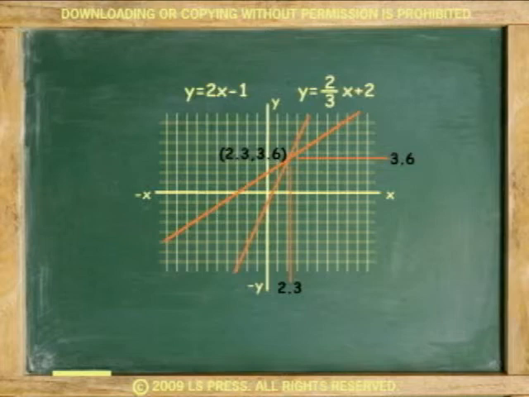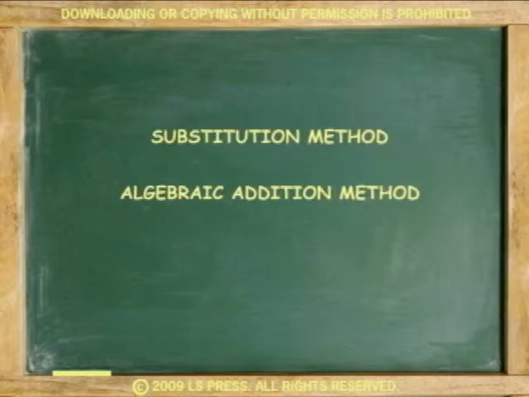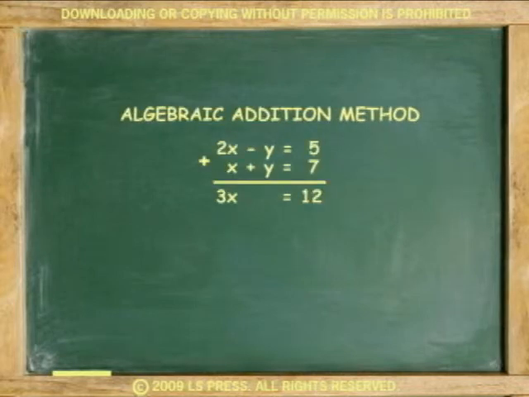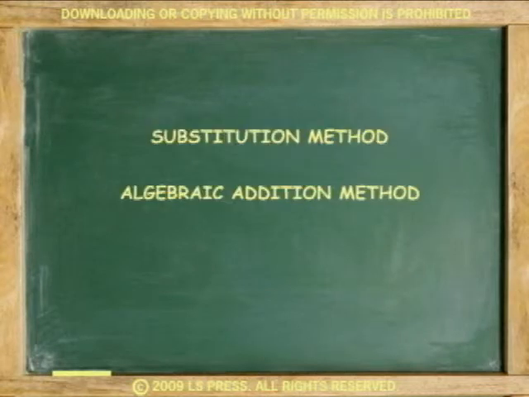Notice that it is difficult to define points that fall between integers, where exact answers are elusive. To solve this dilemma, there are two other methods that may be used. One method is based on substituting one equation into the other, and the second method involves algebraic addition and substitution. Both are discussed in the next two sections, 5.2 and 5.3.